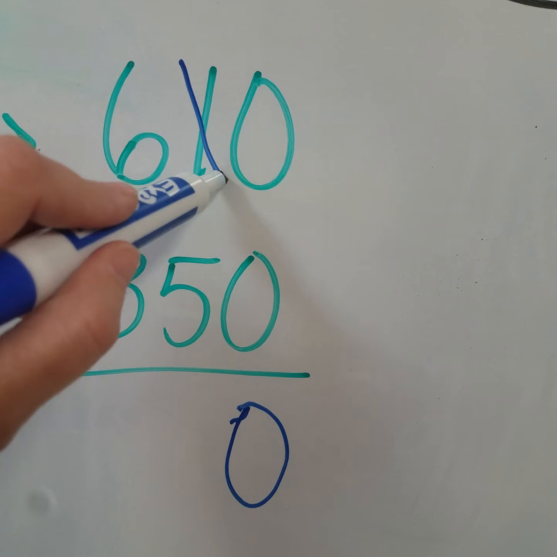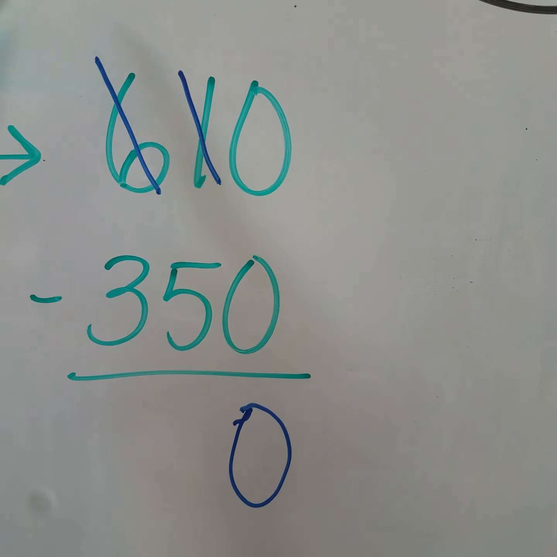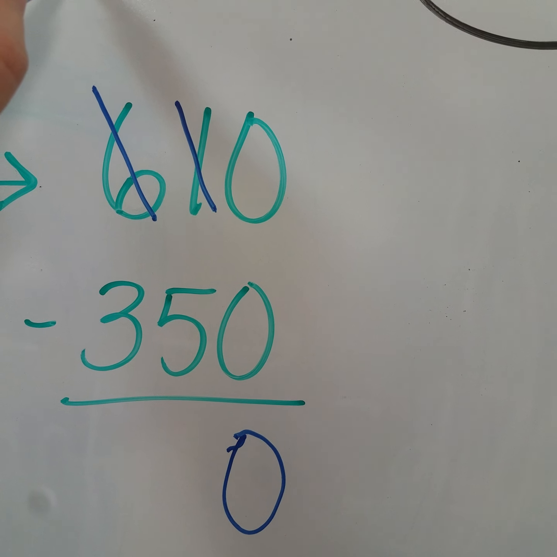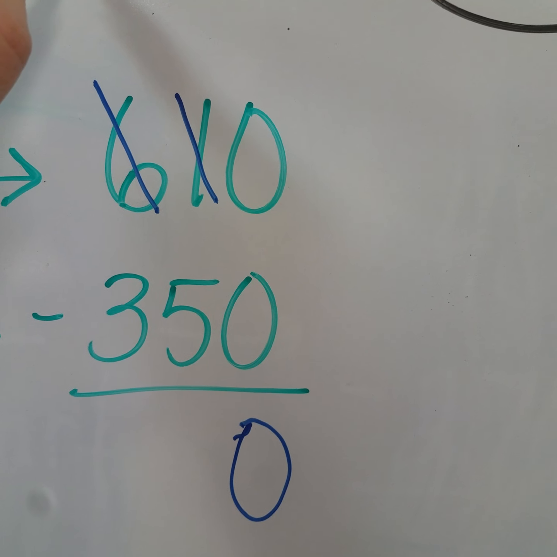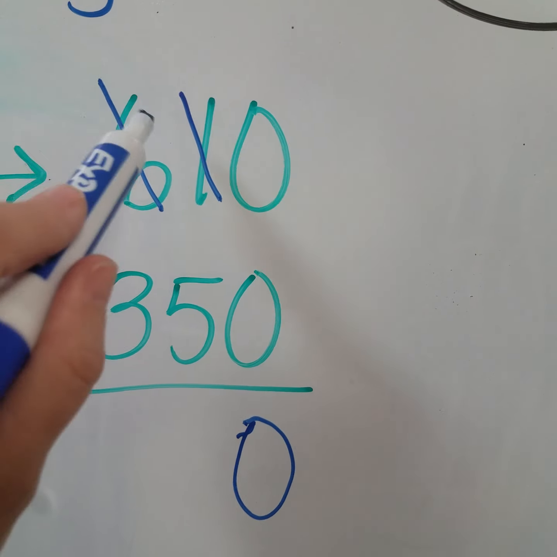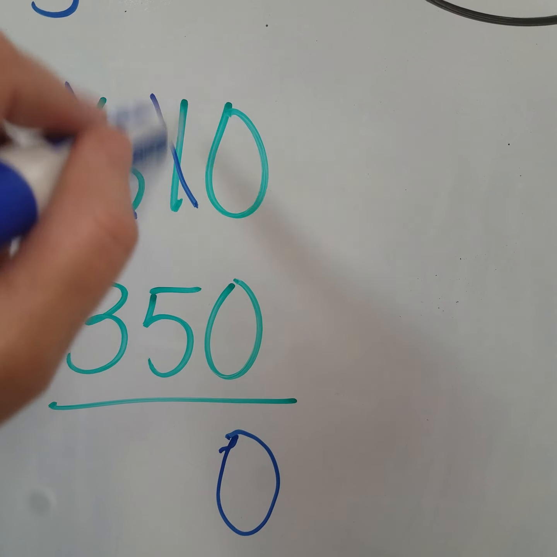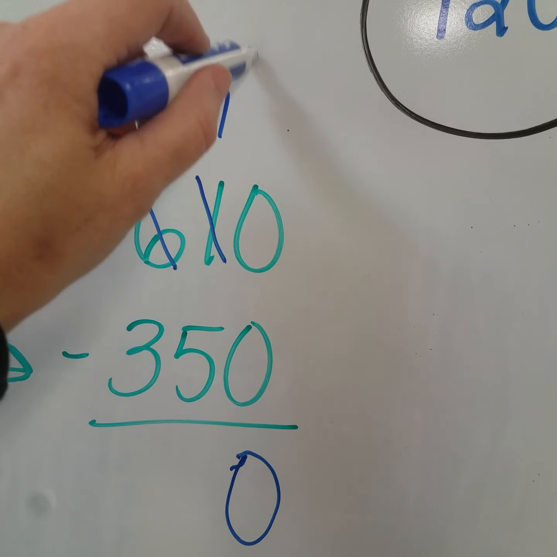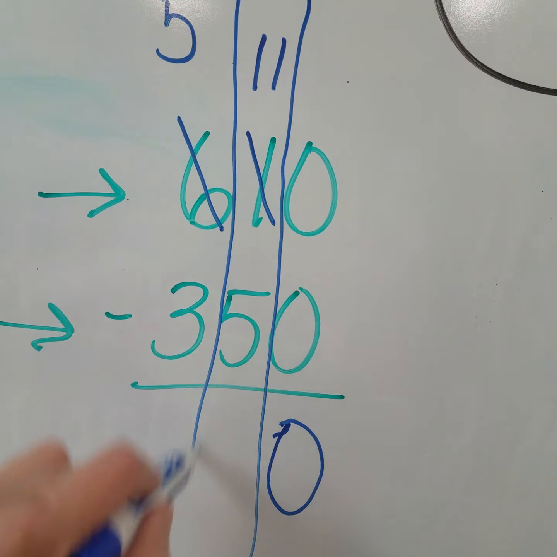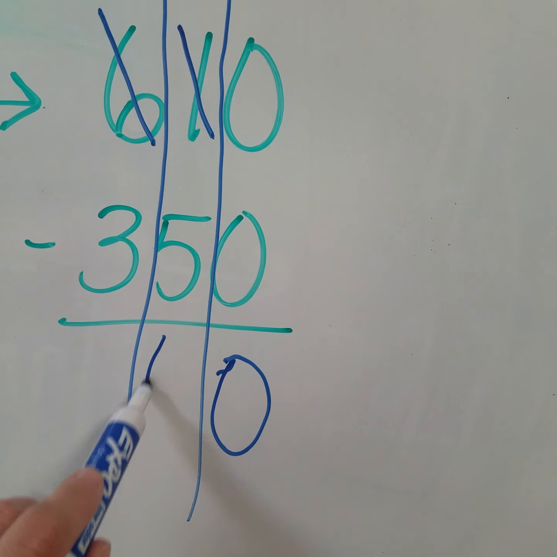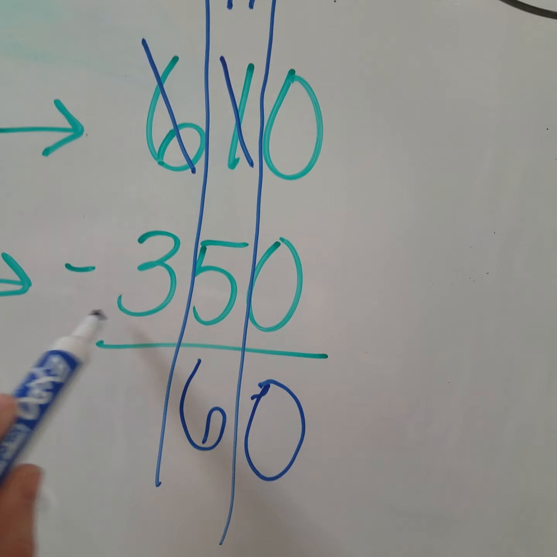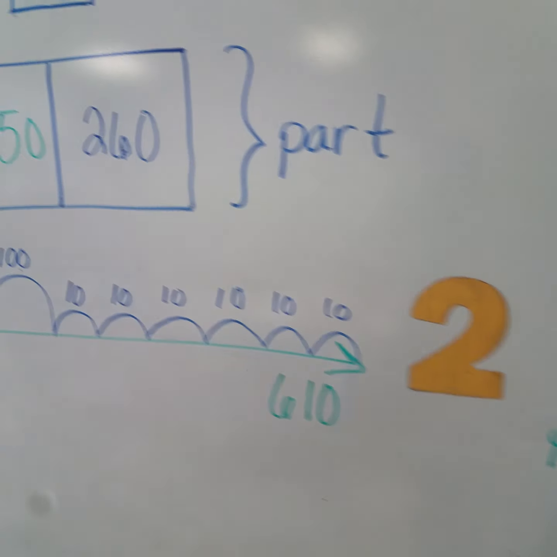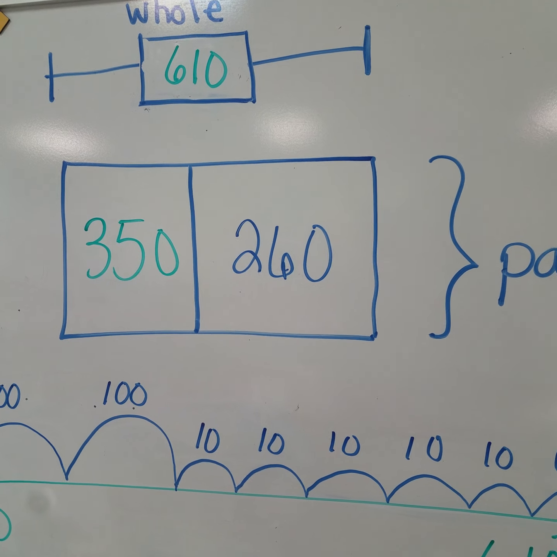Remember, regrouping comes in pairs like socks. So if you're going to cross off one, you need to cross off another one. This 6 is going to become, do you know the answer? 5. And that one that we took away from here, we're going to add to this one here. This becomes 11. So stay in your lane. What's 11 minus 5? 6. 5 minus 3, 2. 260. All right, you did it.